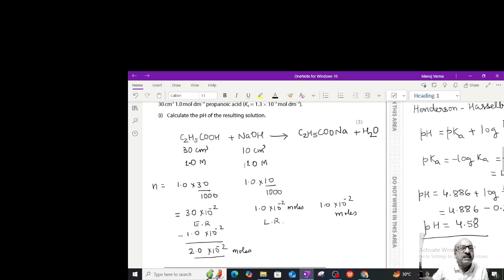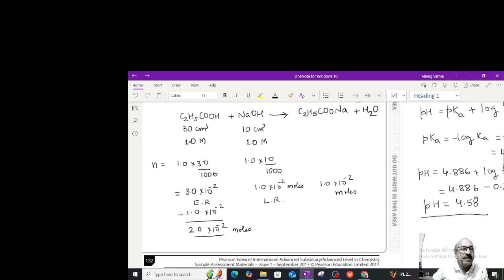By the normal method of calculating the number of moles, NaOH is 1 × 10/1000, which gives 1 × 10^-2 moles, and propanoic acid is 1 × 30/1000, that is 3 × 10^-2 moles. Since they react in the ratio 1:1, it is obvious that the NaOH is the limiting reagent and the propanoic acid is the excess reagent.